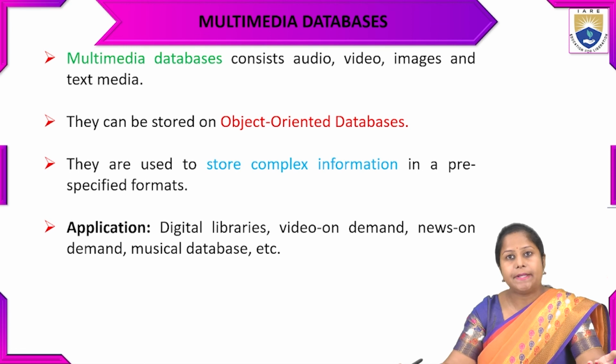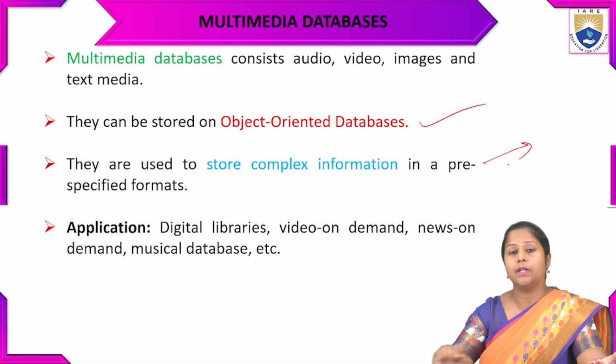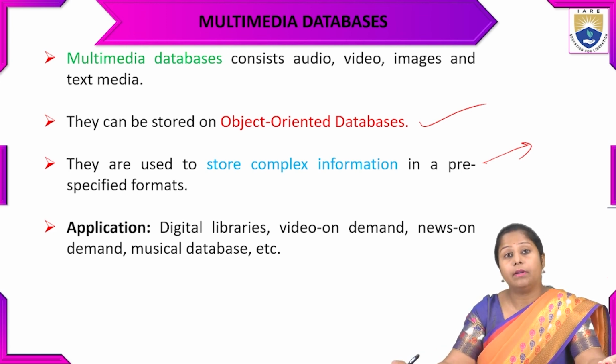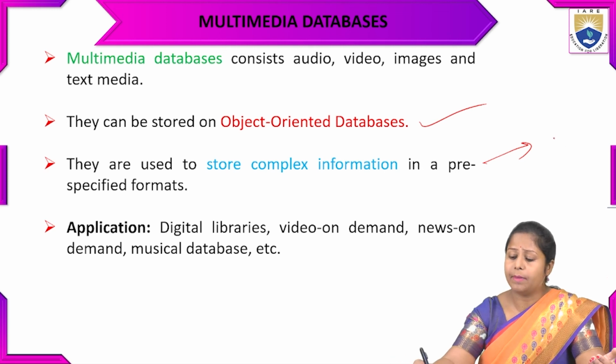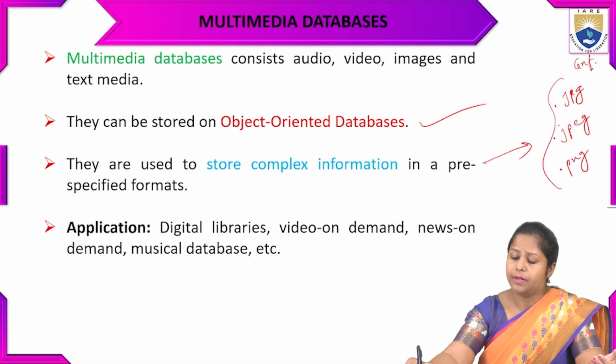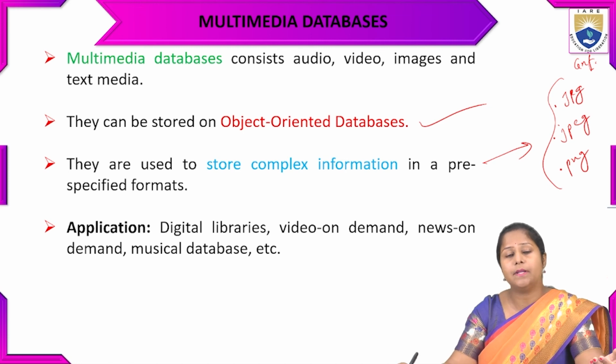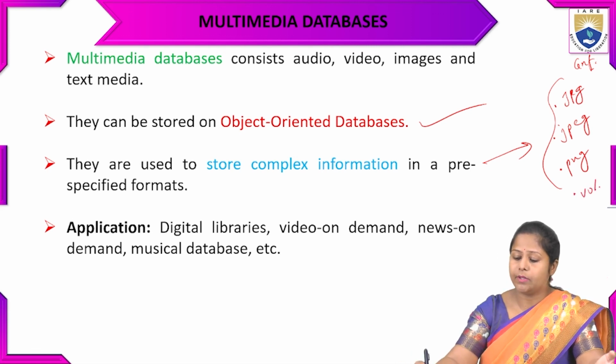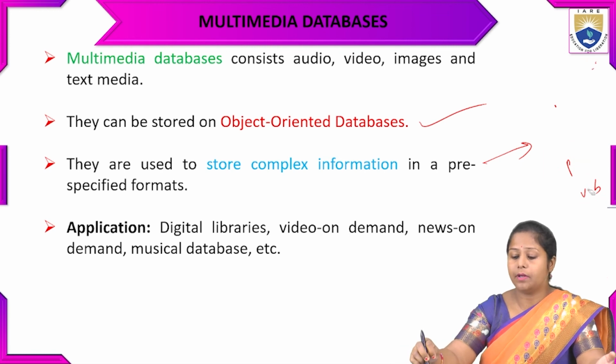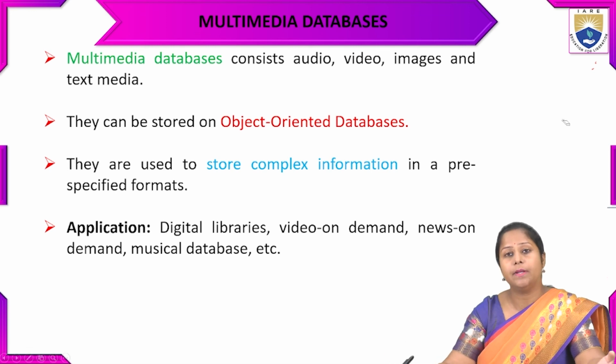Multimedia database. So a multimedia database has audio, video, images and text media. They can be stored in object oriented databases. They are used to store complex information in a pre-specified format. So there will be some format. Suppose the image is going to be saved in JPEG, .png, JPG, GIF. So these are some types of file formats. In those formats only, these multimedia databases will be stored. So these are some examples of sources, of how multimedia databases are stored.